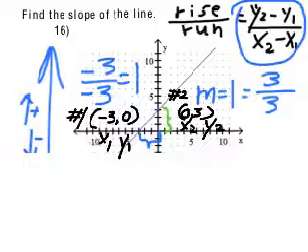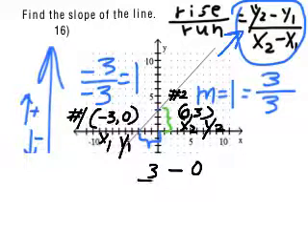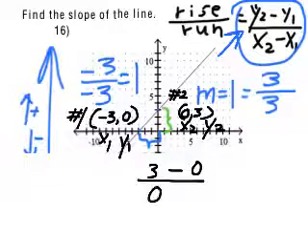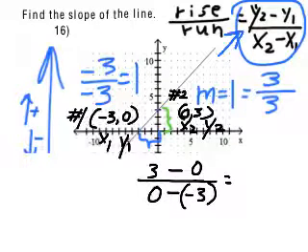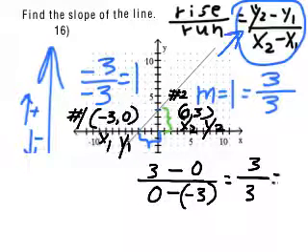So then we can just look at our formula, our equation for it, y2 minus y1. Let's put our y2, which is 3, minus y1. y1 is 0, and that's over x2, which is here. x2 is 0, minus our x1, which is negative 3. You notice I put that negative 3 in parentheses so I don't lose my other negative sign. So 3 minus 0 is 3. A negative of a negative 3 is 3. Again, we get the same slope.